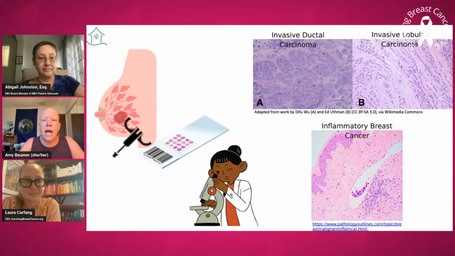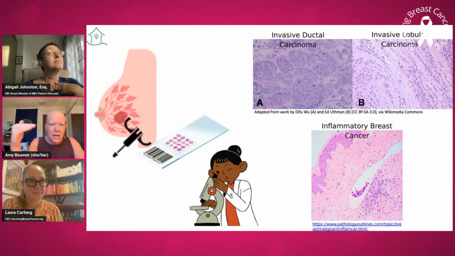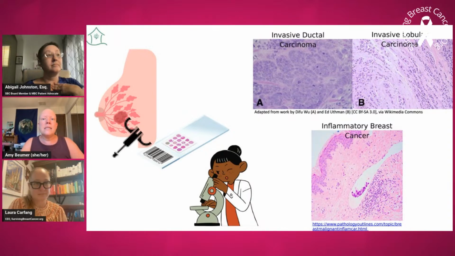Now, invasive lobular carcinoma looks different under the microscope. What you'll notice here is instead of round areas, you see sheets and sheets and sheets of cells, linearly lined up, right? And this is very characteristic of invasive lobular carcinoma. This type of cancer grows differently and also appears differently on imaging, which we're not going to get into, but that's something to keep in mind.